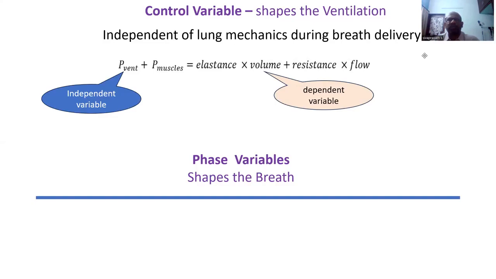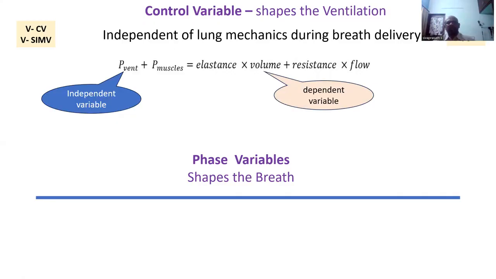So we have got some modes of ventilation like volume control, volume SIMV, pressure control, pressure SIMV, and pressure support ventilation. So these are all the parameters, either volume or pressure, which shape what type of ventilation you want.